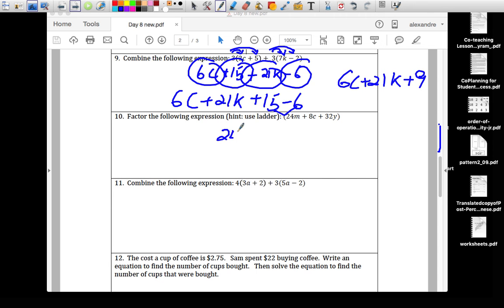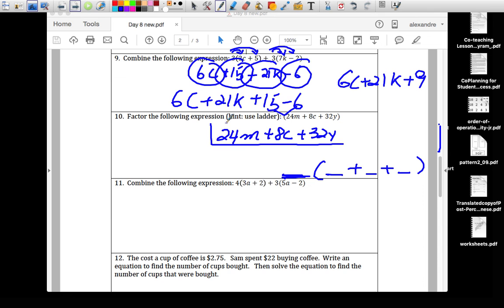Factor. Let's see if I gave you a little harder one than yesterday. So plus 32y. Basically I'm looking for something like this. What did I use, via the distributive property, to get 24m, 8c, and 32y? So we're looking for the greatest common factor here. The greatest number should go outside.